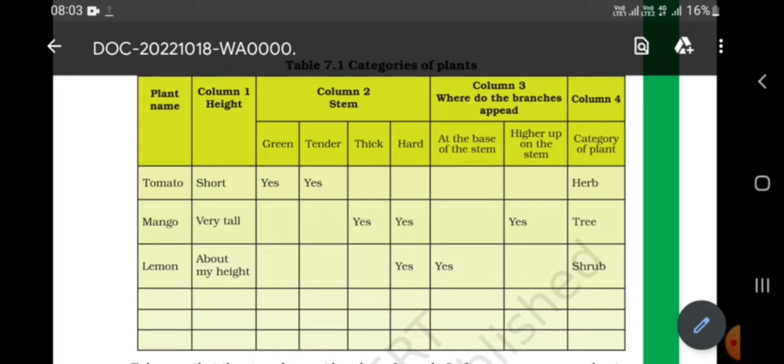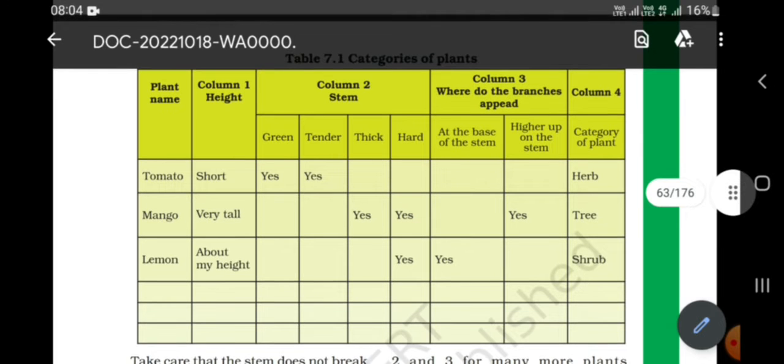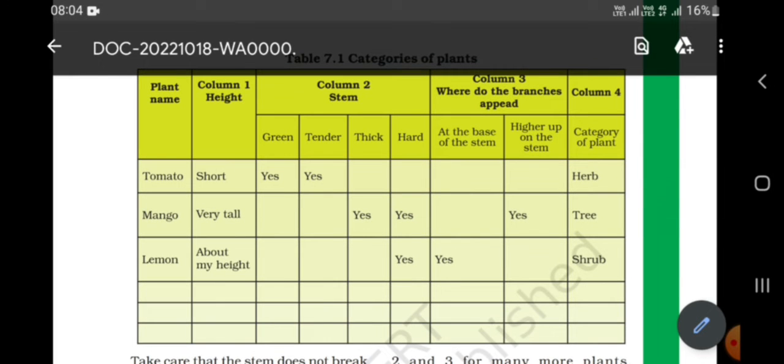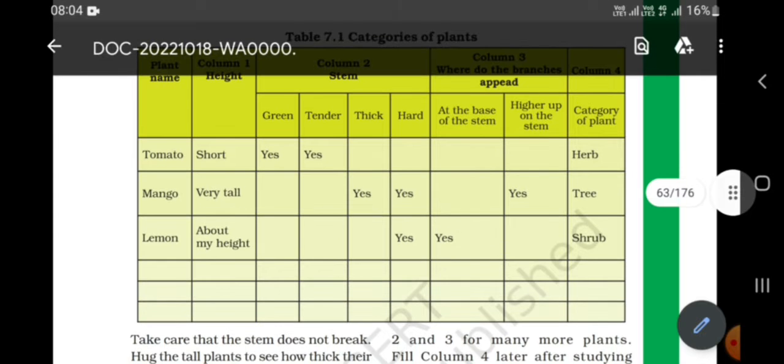Mango, yes, very tall. Stem is thick and hard. So we know कि many people prefer mango wood for the doors, the furniture. When they are making, they prefer mango because it is hard and durable timber that we yield from the mango plant. Higher branches are on the higher side of the stem, and it is called a tree. Lemon is a shrub. It is about the height of a human. So like you see the difference.